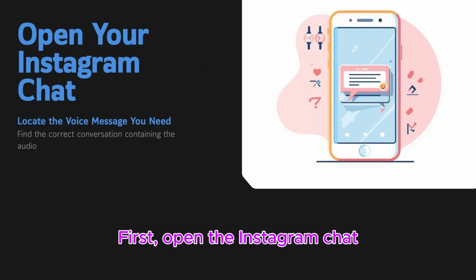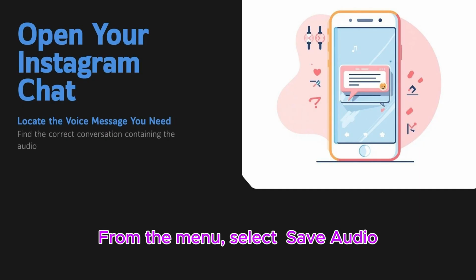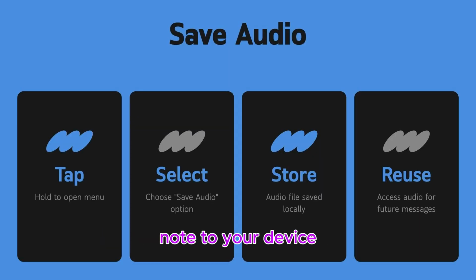First, open the Instagram chat containing the voice message. Tap and hold on the voice message bubble. From the menu, select Save Audio. This downloads the voice note to your device.